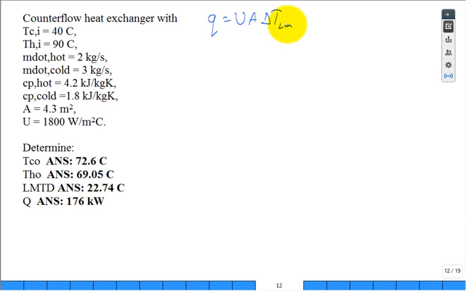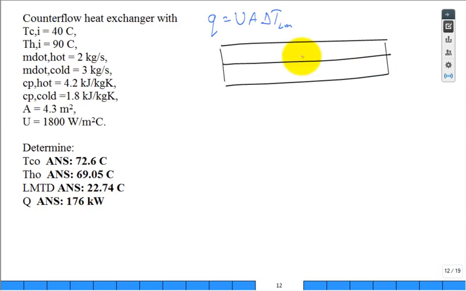Let's solve a problem. We have a counterflow heat exchanger. Maybe you want to sketch that, maybe not. Let's just sketch it like this, divide it. We'll put the hot fluid on one side, the cold fluid on the other side. Since it's counterflow, if you're going to bring in the hot on this side, you need to bring in the cold on the other side. True? So let's start putting in our temperatures. The temperature hot in is 90 degrees C. The temperature cold in is 40 degrees C.